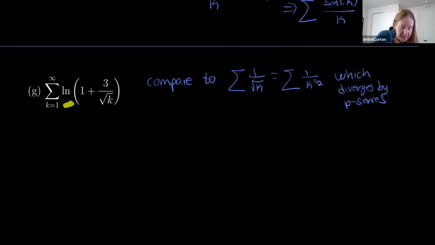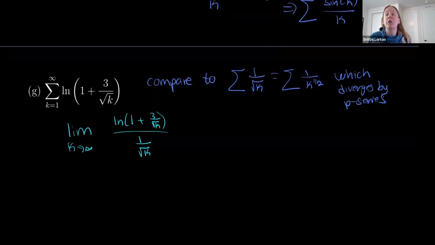Okay, now with that ln, it does make the direct comparison a little bit harder. Feel free to do the direct comparison, but oftentimes I find that ln makes that a little bit trickier. So I am going to do the limit comparison test here. I'm going to take the limit as k goes to infinity of my question, the thing that I don't know, divided by the thing I'm comparing it to, the thing that I already knew either converged or diverged.